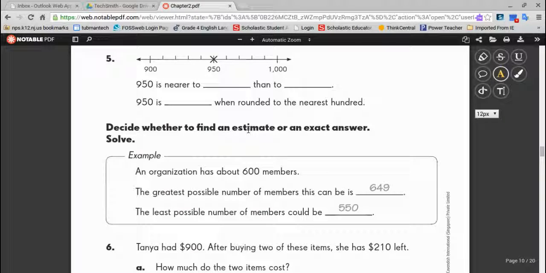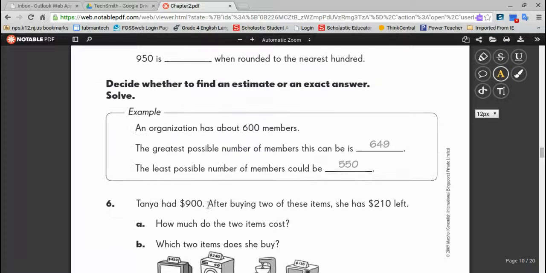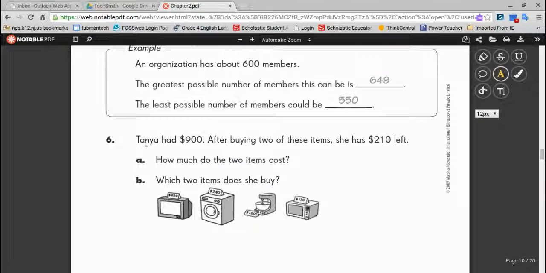Decide whether to find an estimate or an exact answer. Solve. So here's the example we have. An organization has about 600 members. The greatest possible number of members this can be is 649, because when we round off 649, we get about 600. The least possible number of members could be 550, because again, when we round off 550, we round to 600.